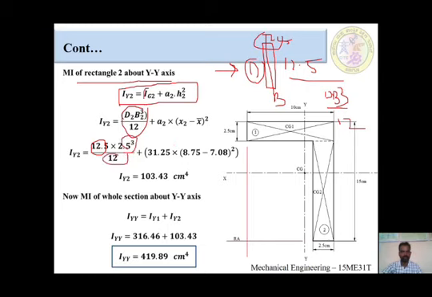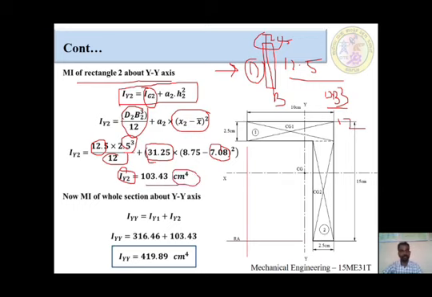This completes the calculation of Ig2. Plus, from the previous slide we got the A2 value as 31.25, into, how do we get this value? Directly, x2 we got 8.75 minus x bar we got 7.08. The x bar value we got by calculation. Whole square. By putting these values we will get Iy2 equal to 103.43 centimeter raised to 4. Up to here you would have understood.